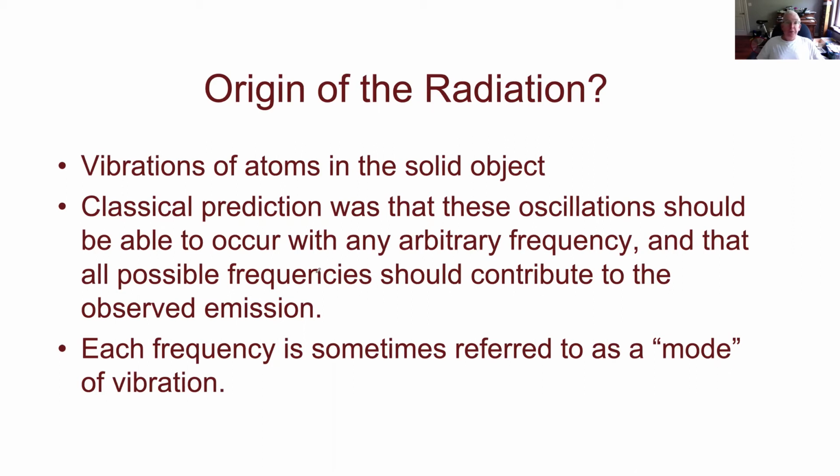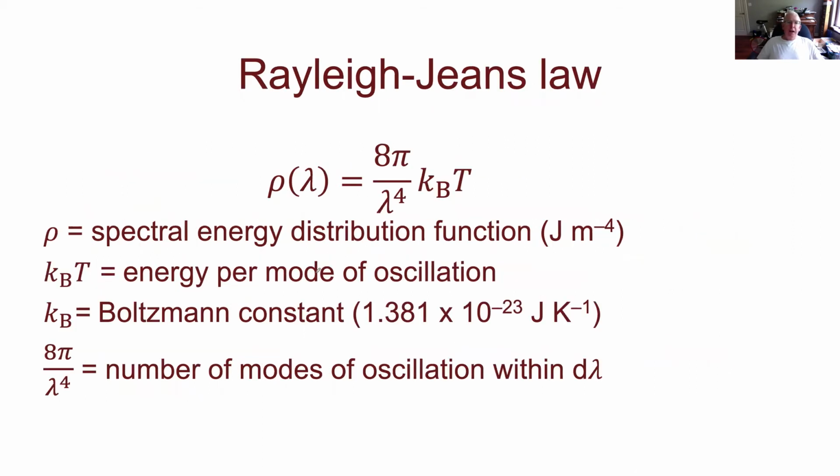If you do some physics starting from that proposition, it turns out you can put together what is known as the Rayleigh Law, which is the equation on the screen right here. Okay, this one, rho, the left-hand side, is the spectral distribution function. So that's in joules per meter to the fourth. Okay, that's because of the wavelength to the fourth power on the bottom. Again, the units are a little bit peculiar.